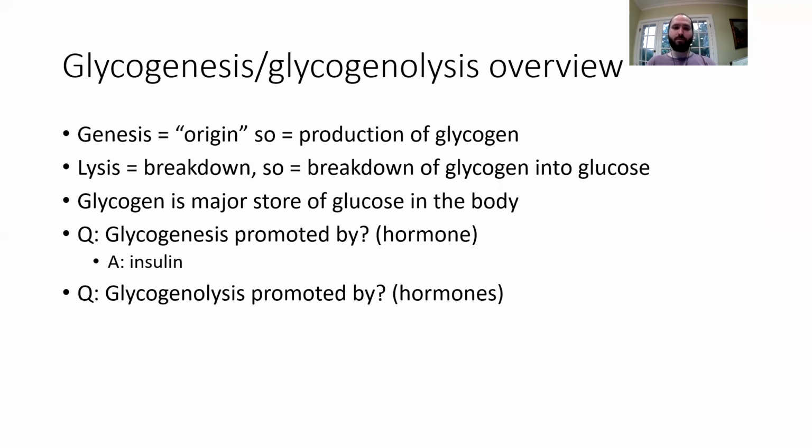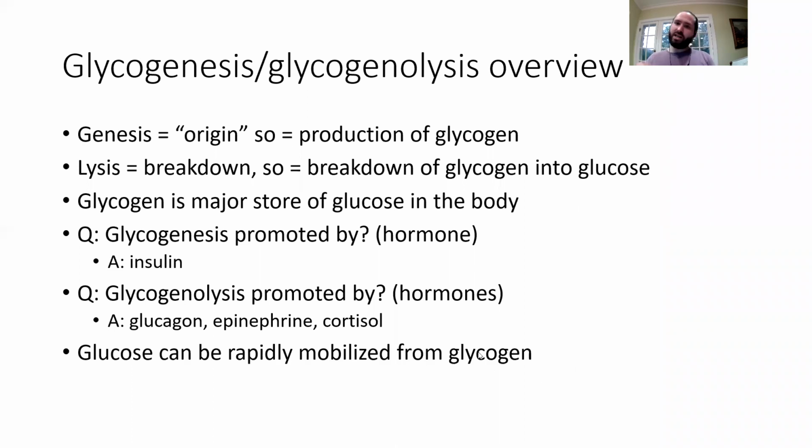Glycogenolysis is promoted by which hormones? Glucagon. And? Kind of the same ones as gluconeogenesis. The glucagon wants to raise blood glucose when glucose is too low. What are other hormones that would want to increase blood glucose? Two others? Epinephrine, as well as what was the third one from before? It's the stress hormone. Cortisol, good, yeah.